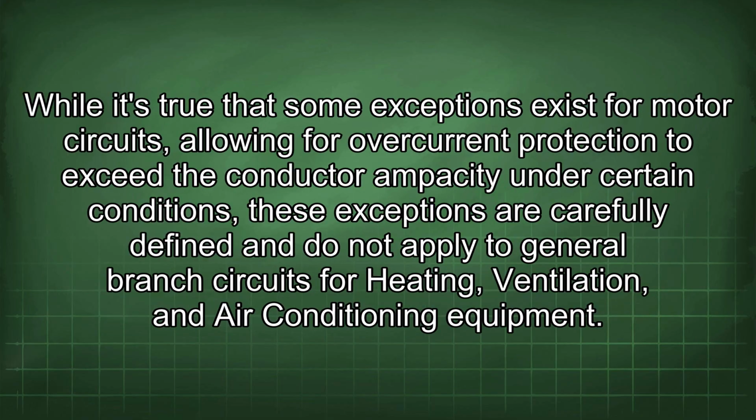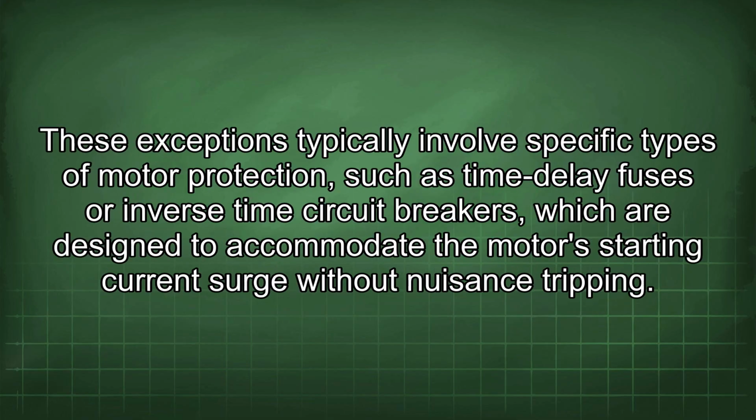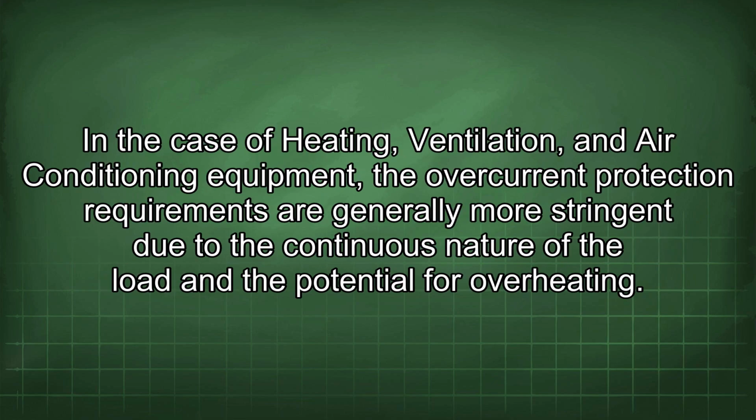While it's true that some exceptions exist for motor circuits, allowing for overcurrent protection to exceed the conductor ampacity under certain conditions, these exceptions are carefully defined and do not apply to general branch circuits for heating, ventilation, and air conditioning equipment. These exceptions typically involve specific types of motor protection, such as time delay fuses or inverse time circuit breakers, which are designed to accommodate the motor's starting current surge without nuisance tripping. In the case of heating, ventilation, and air conditioning equipment, the overcurrent protection requirements are generally more stringent due to the continuous nature of the load and the potential for overheating.